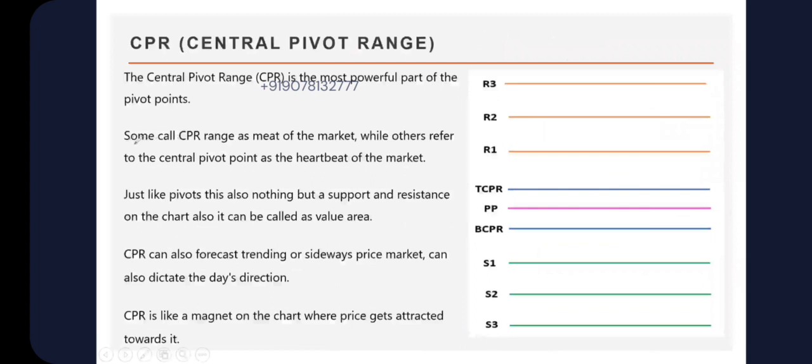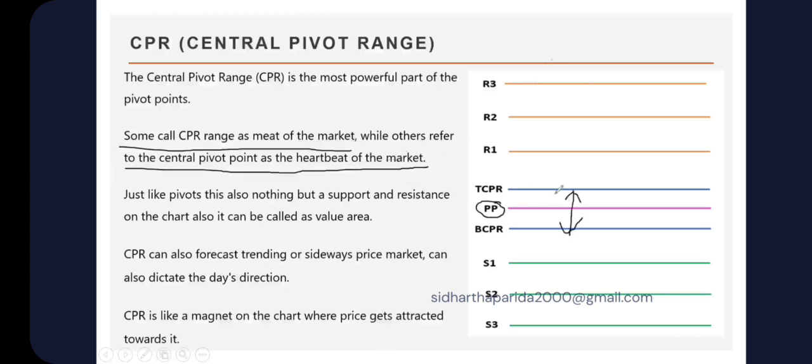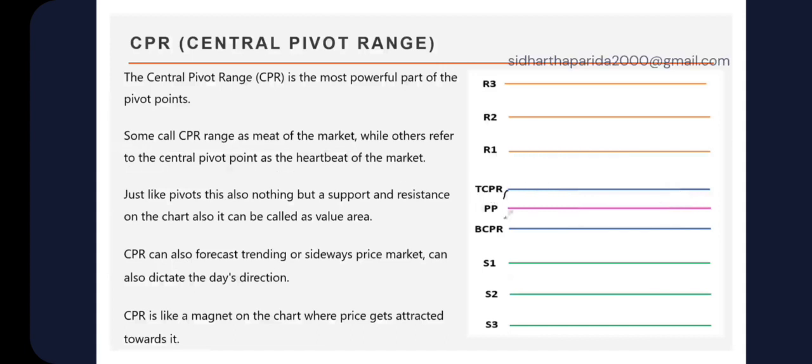Some call the CPR range the meat of the market, while others refer to the central pivot range as the heartbeat of the market. Many people say it is like the meat of the market, a very important level on your chart. And this is like a heartbeat. Why heartbeat? Because for a human being, the heartbeat is the most important thing in the body, right? As long as your heart is beating, you are alive. Same way in trading, on your chart the central pivot is the most important, and this entire range is like the meat of the market.